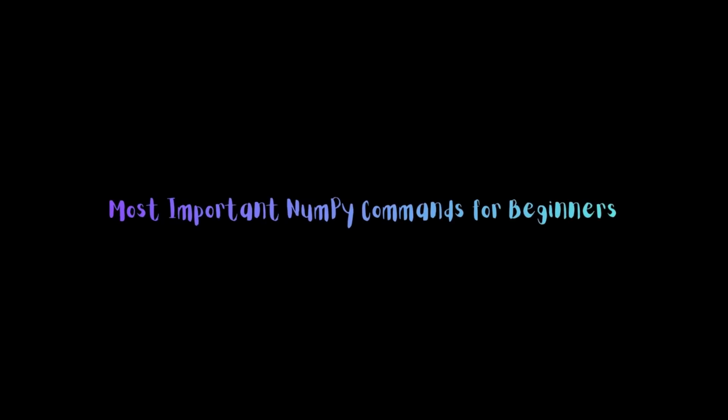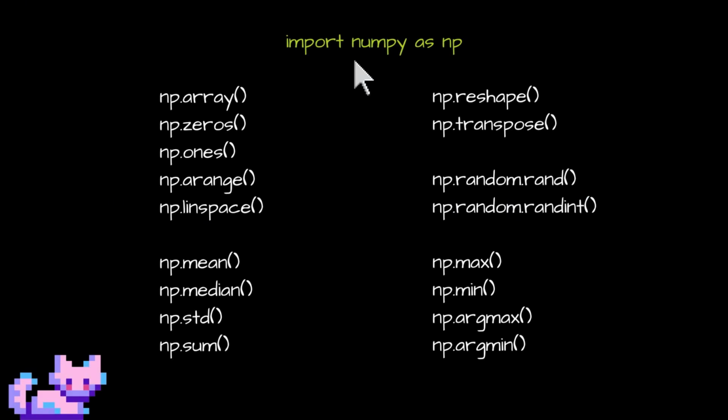Here are a few important NumPy functions every beginner should know: np.array, np.zeros, np.ones, np.arange, np.mean, np.std, np.reshape, np.random.rand, np.max, and np.min. Practice these functions regularly, and you'll quickly become comfortable with NumPy.